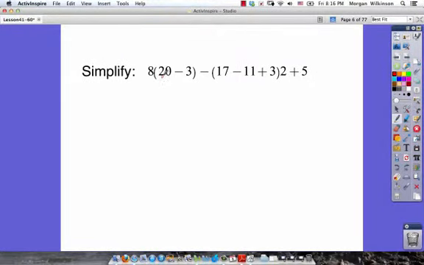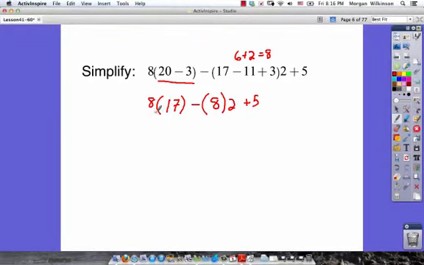Alright, our next example. What we're going to do is simplify 8 times 20 minus 3 minus 17 minus 11 plus 3 times 2 plus 5. Now if we go through this, we know we need to do everything in the parentheses first. So we're going to do 20 minus 3 to begin with. That's 17. We're going to have 8 times 17 minus, then we've got 17 minus 11, that's 6. And 6 plus 2 is equal to 8. So we're going to get 8 in parentheses times 2 plus 5.